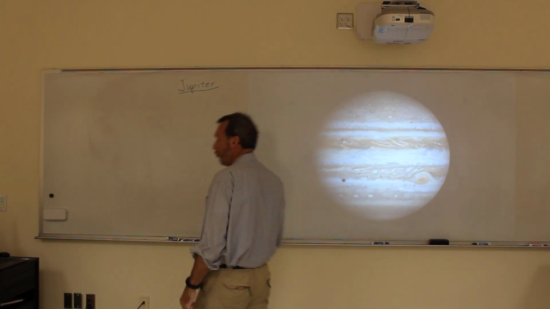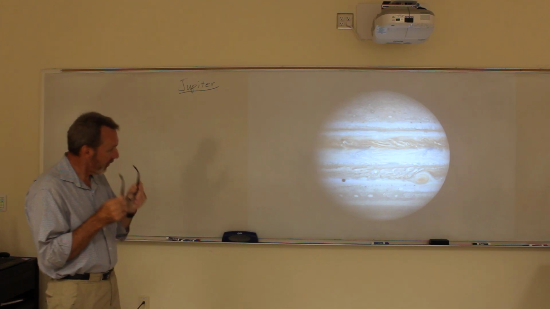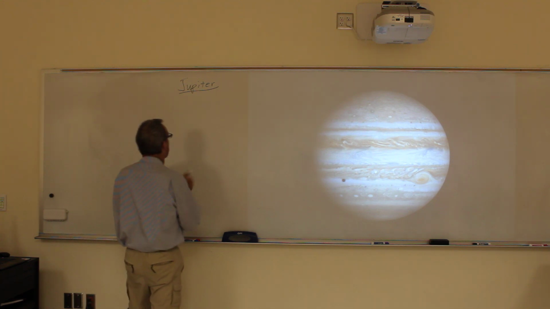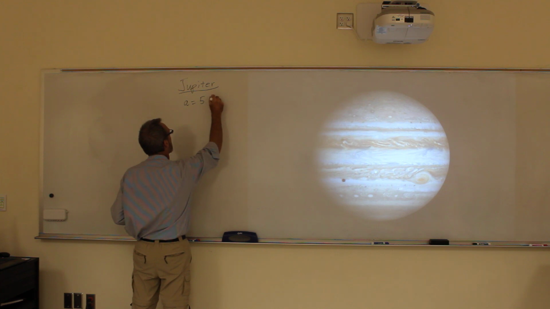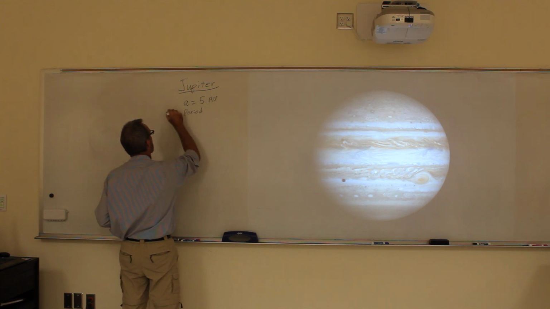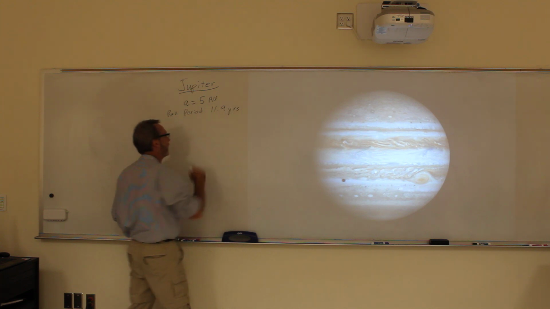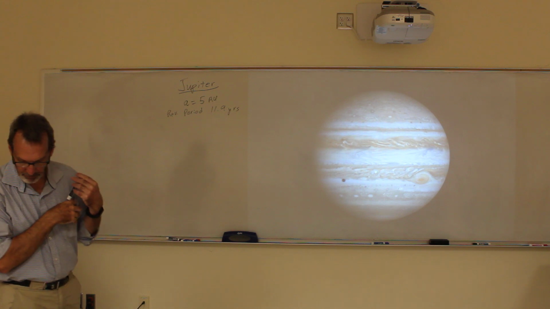Alright, next planet we're talking about is Jupiter. Jupiter is the largest planet. It has a semi-major axis of 5 AUs. So it's 5 times further away from the Sun, which means that its revolution period around the Sun is about 11.9 years, close to 12 years. So it takes quite a while to go around the Sun.